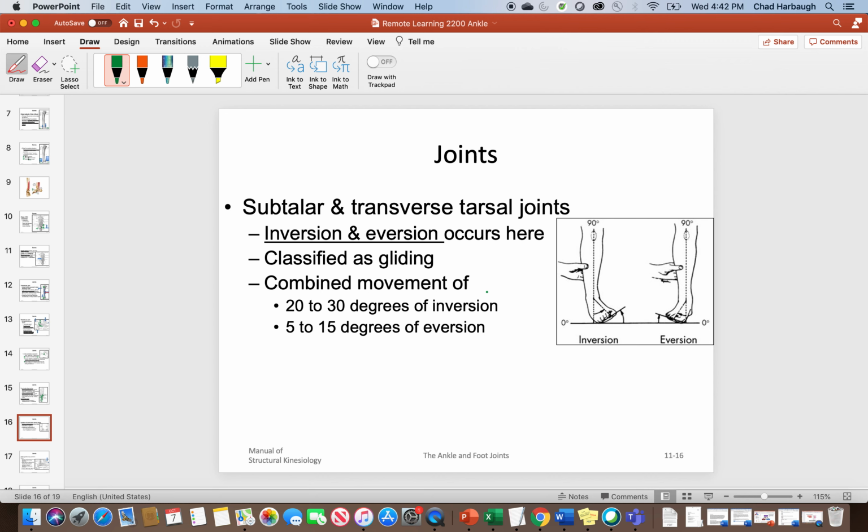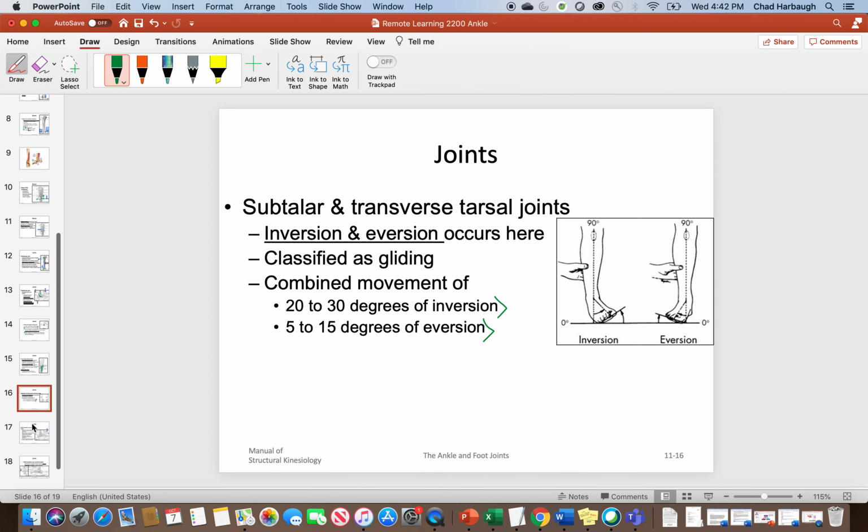So with inversion and eversion, they're classified as a gliding joint. So we definitely have more movement with inversion, 20 to 30 degrees. And then with eversion, because of the deltoid ligament, we are definitely limited to between 5 and 15 degrees.